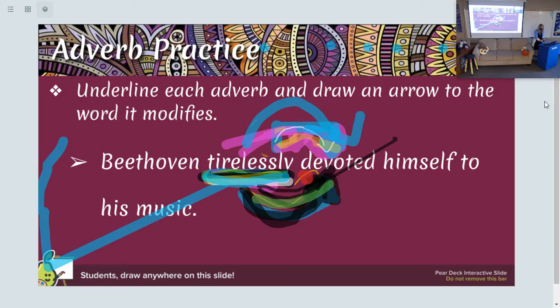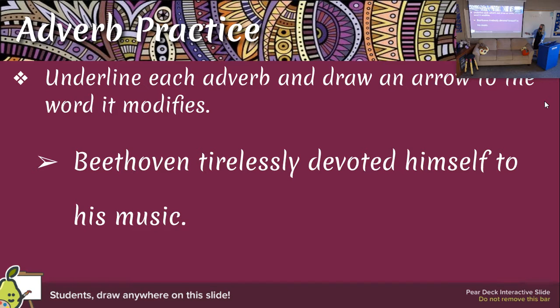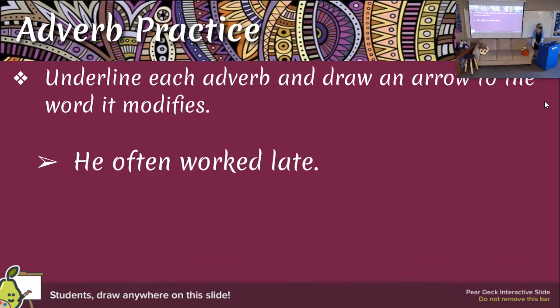So I feel like this one was pretty easy because we did have an adverb that ended in ly, right? Tirelessly ends in ly, and it's modifying the word right next to it, which again, doesn't always happen. It's modifying devoted. Tirelessly is telling us to what extent we're devoted. So it's answering that to what extent question with the adverbs. Nice job. Okay, let's try this one.